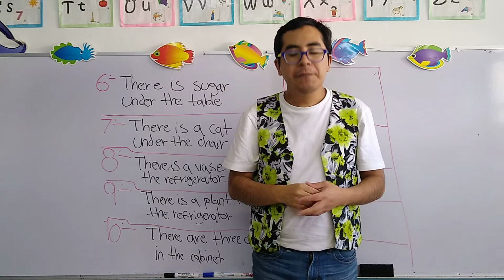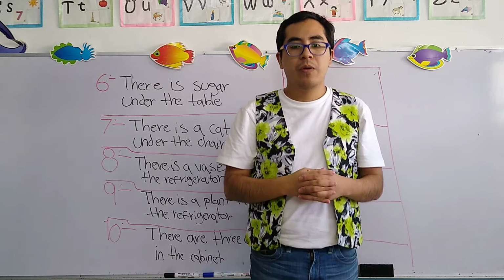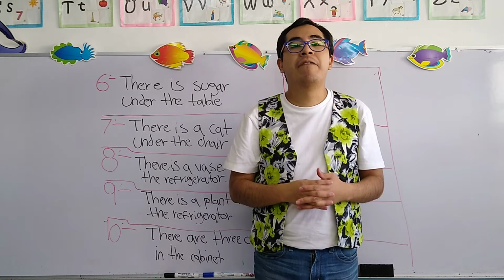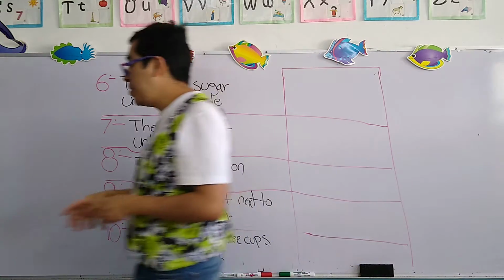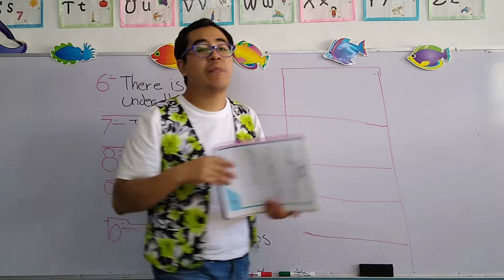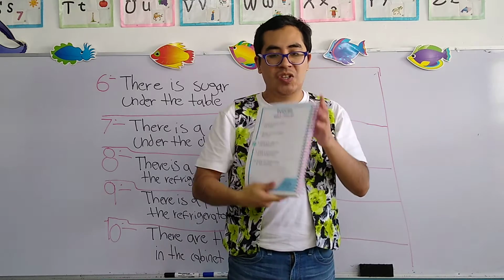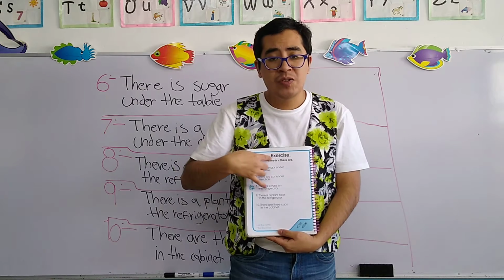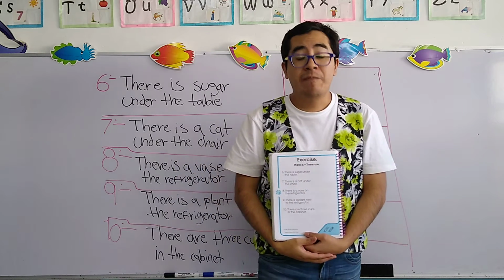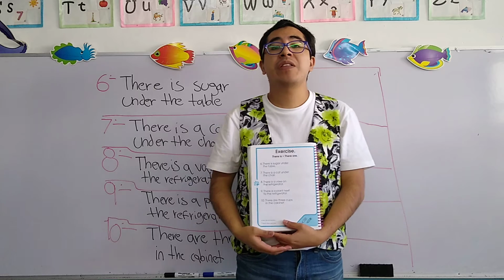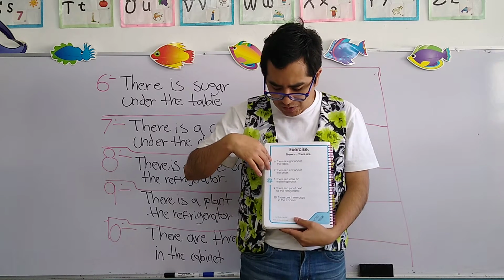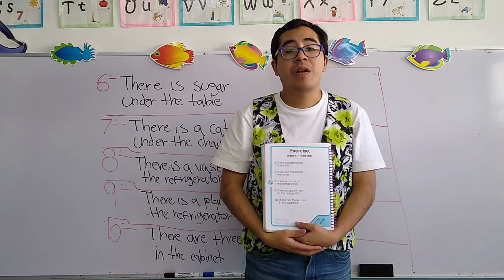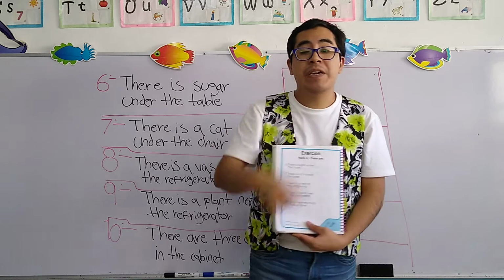1, 2, 3, 4, 5. Very good. So, once you have your book ready, you are going to open it on this page. Right here, it says exercise, and under there is, there are, and we have 5 sentences, but we're going to start with number 6. 6, 7, 8, 9, and 10. Okay? Very good. So, grab your pencil, let's begin.